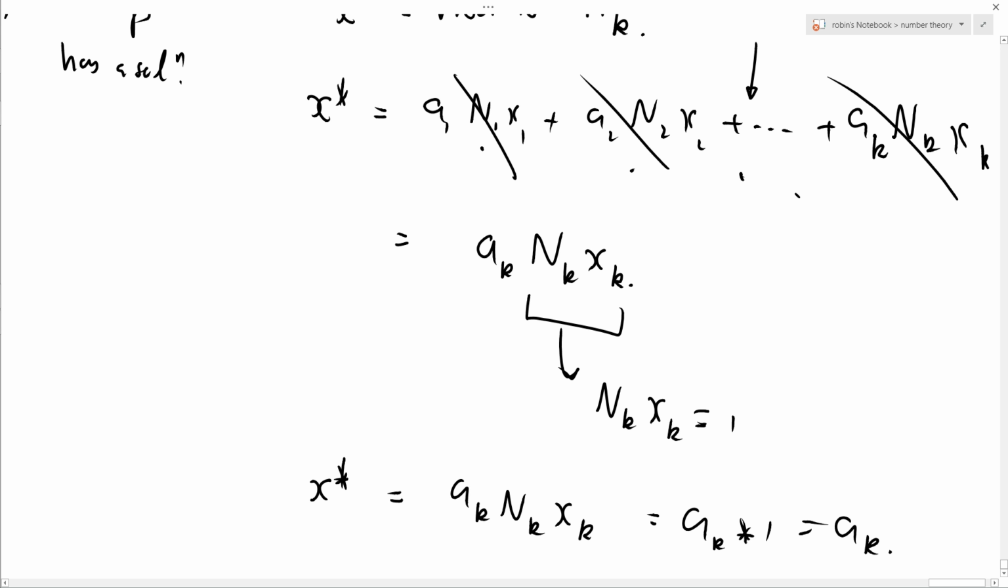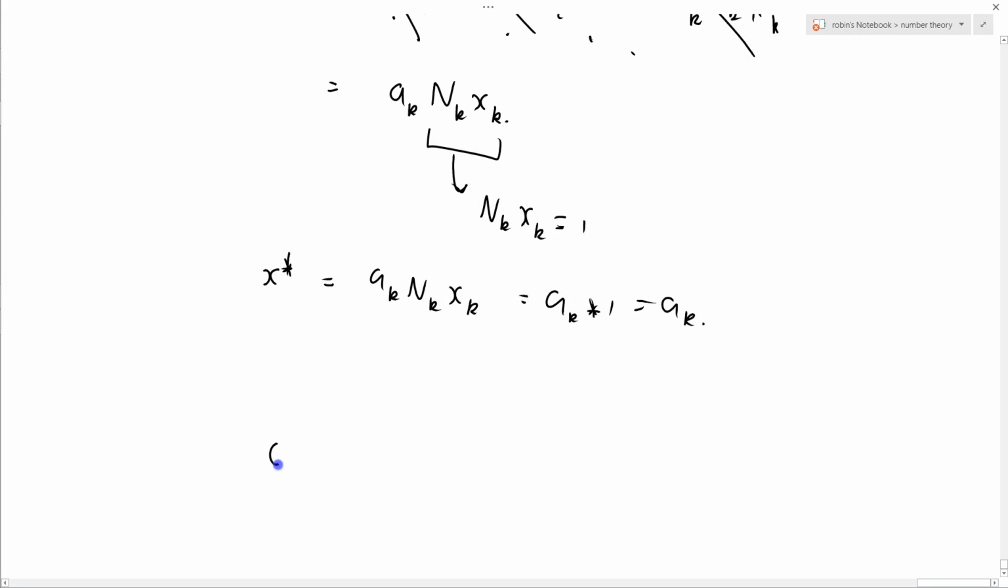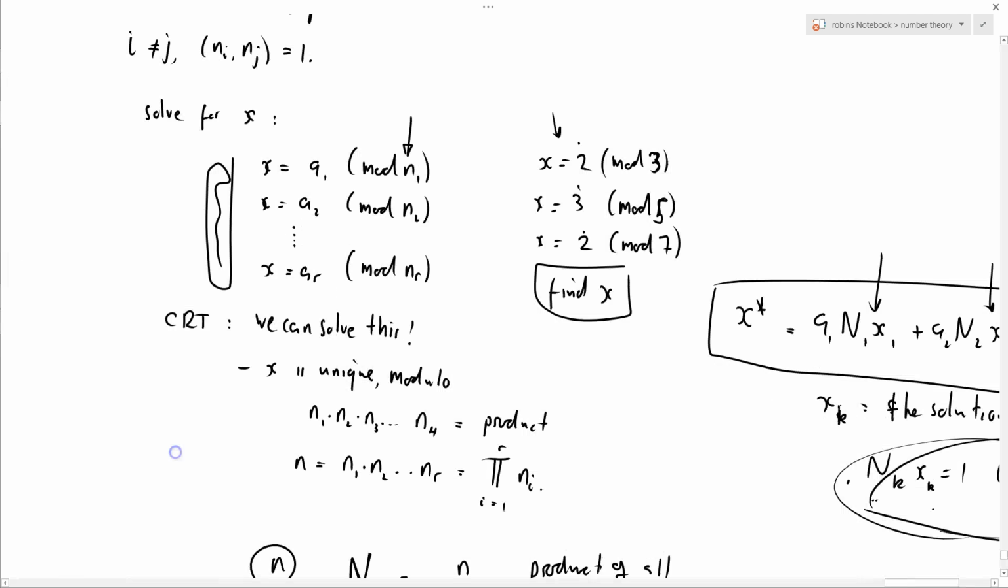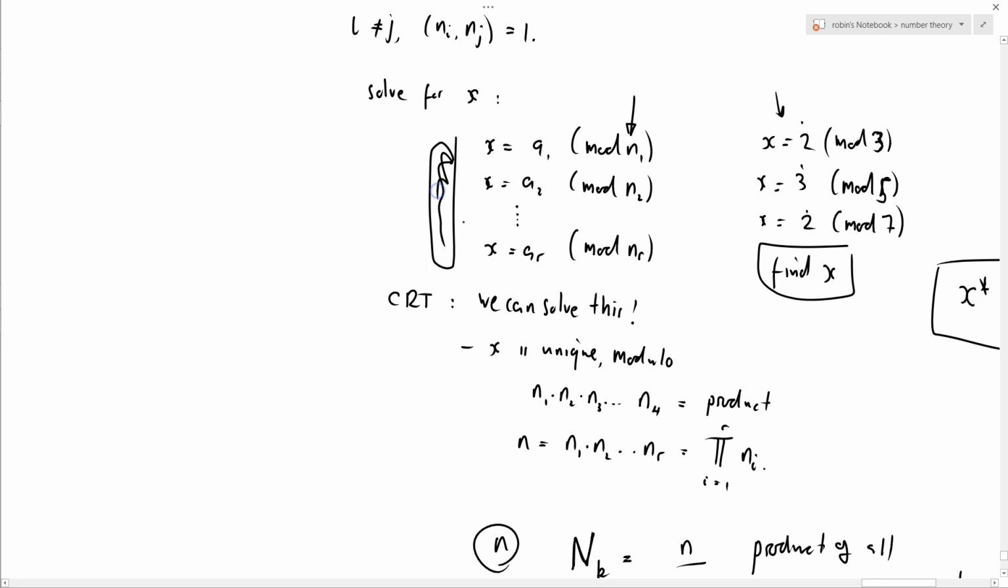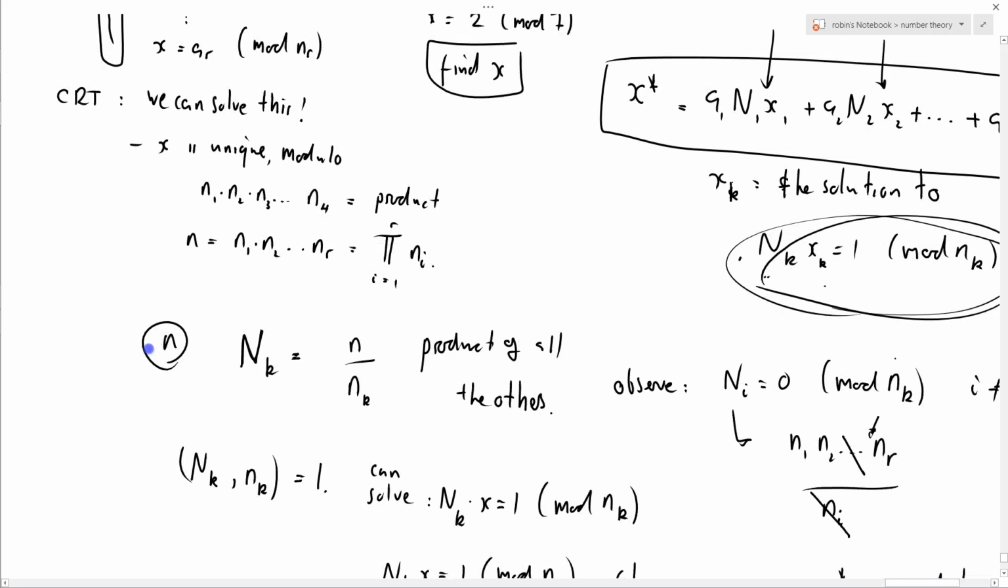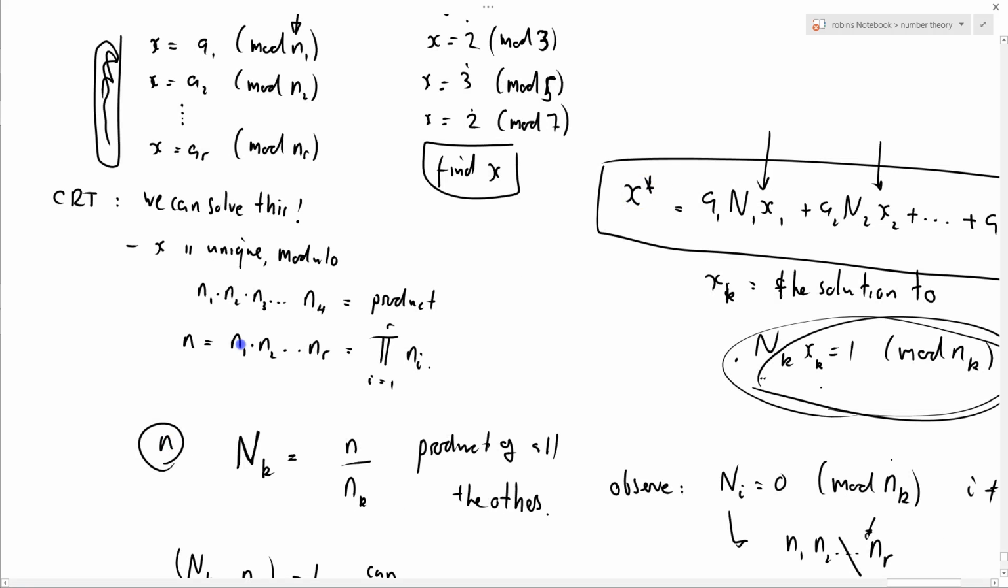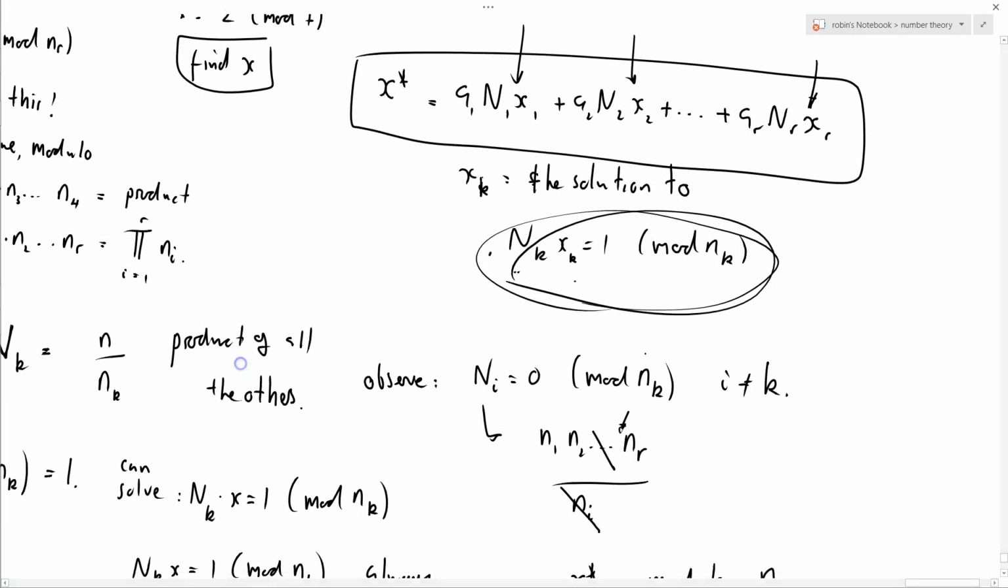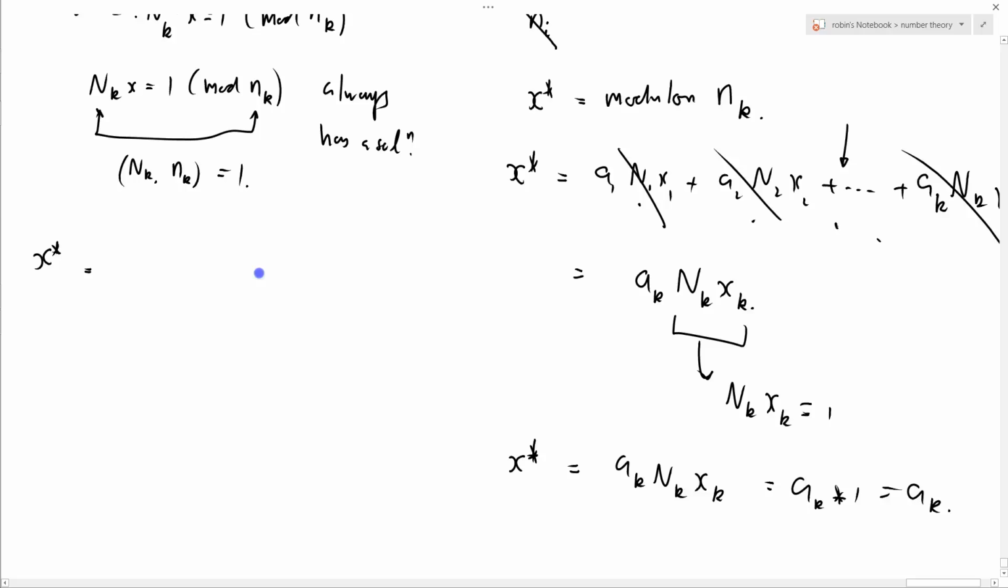Well, there it is. So we've just constructed our solution. x star satisfies the equations, which are up here, because we constructed it, and then I'm asking what x star is modulo nk.